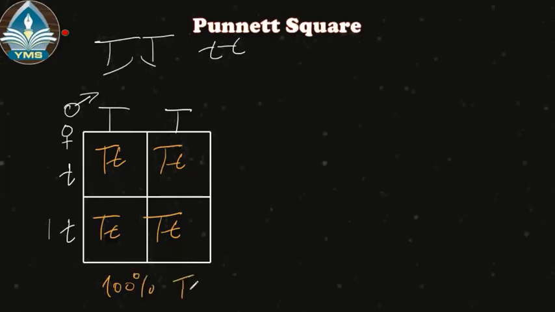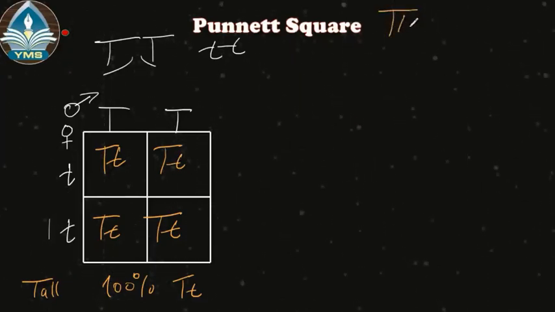Okay, capital T, small t. So it is 100%. Its genotype is heterozygous, and its phenotype is tall, 100% tall, but it is heterozygous. Now, if we self-fertilize one of these plants, for the male it's going to be capital T, small t. For the female, because we will self-fertilize it, it contains the same alleles, capital T, small t.